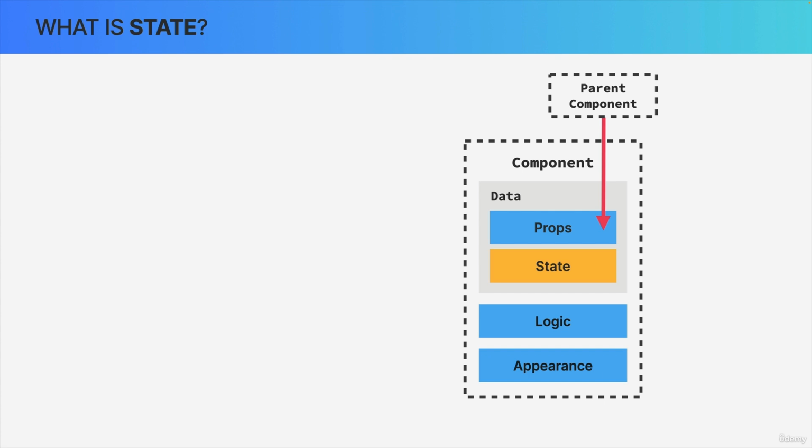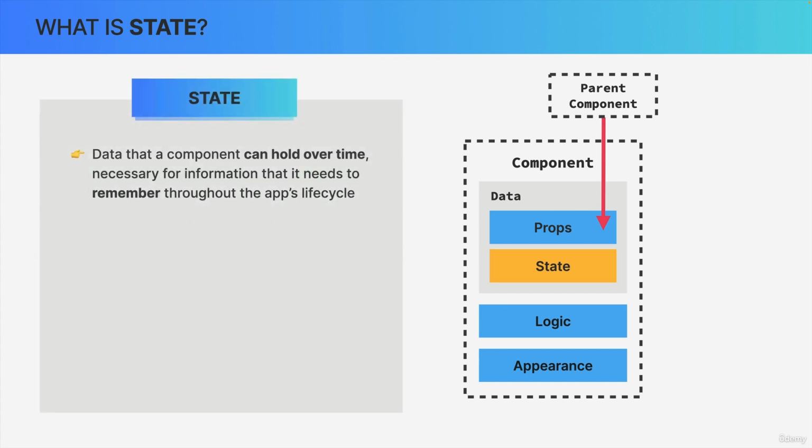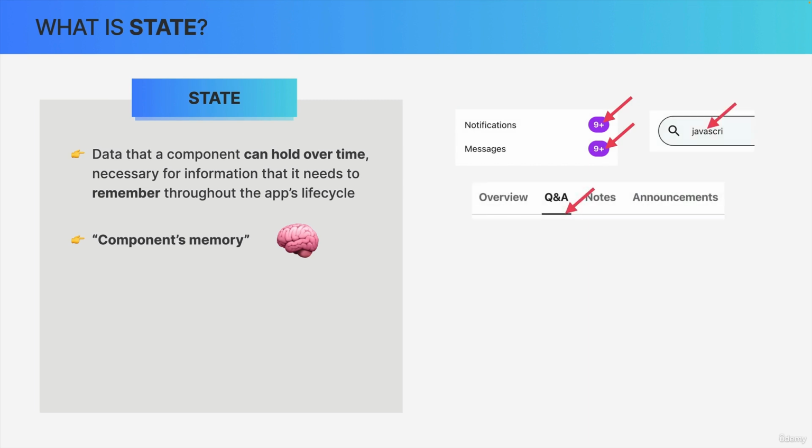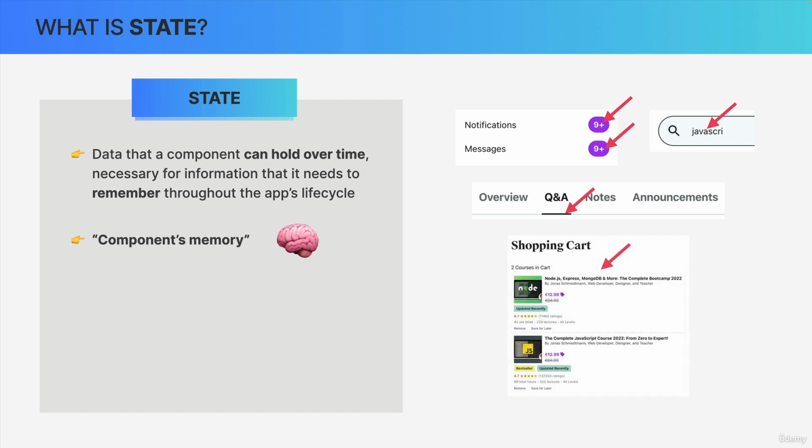So state is basically data that a component can hold over time, and we use it for information that a component needs to remember throughout its life cycle. Therefore, we can think of state as being the memory of a component. So that can be quite a helpful analogy, I think. Now, examples of state can be simple things like a notification count, the text content of an input field, or the active tab in a tabbed component. It can also be a bit more complex data, for example, the content of a shopping cart.